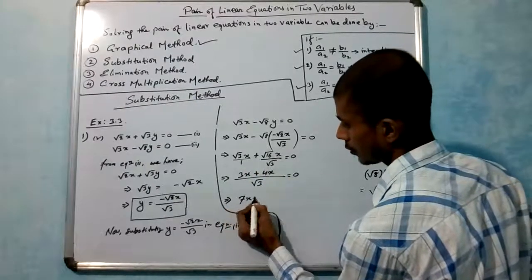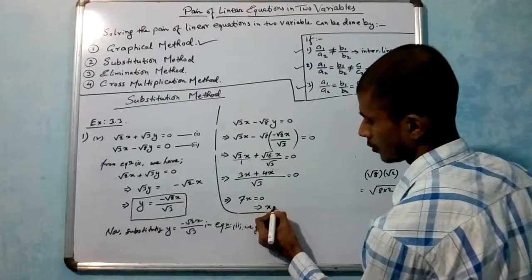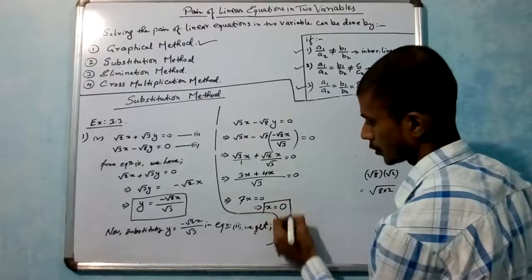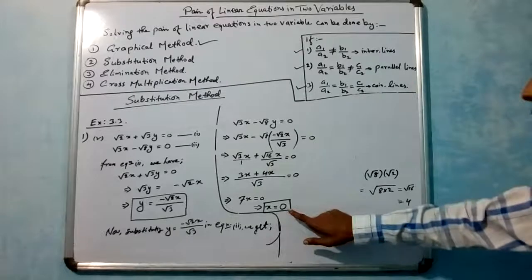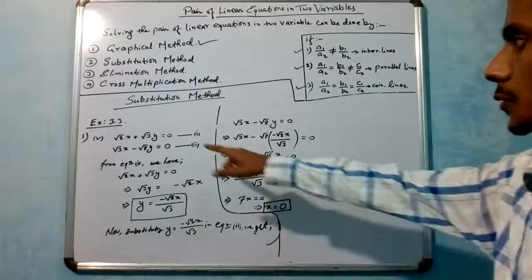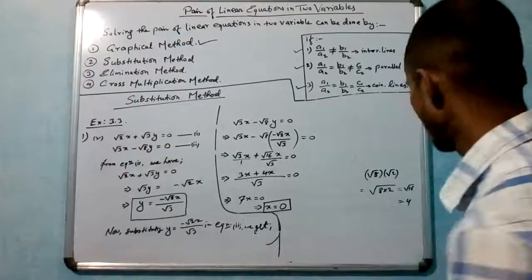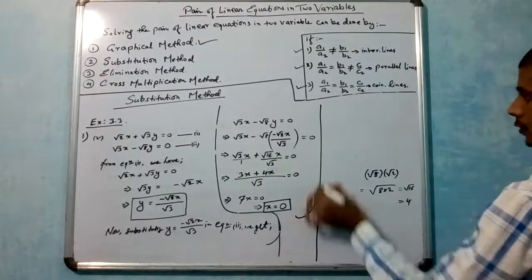So 7x is equal to 0, which implies x is equal to 0 by 7. So how much? 0. We got this: x is equal to 0. If x is equal to 0, then we'll substitute there. So what will happen? y will also come 0. Let us see, after this, what to do?